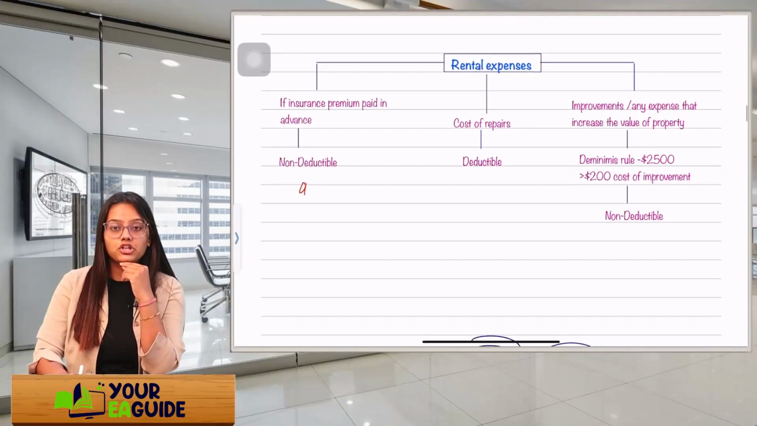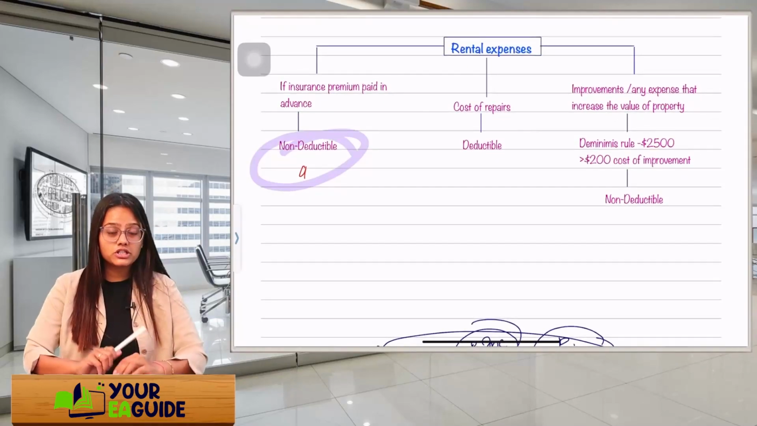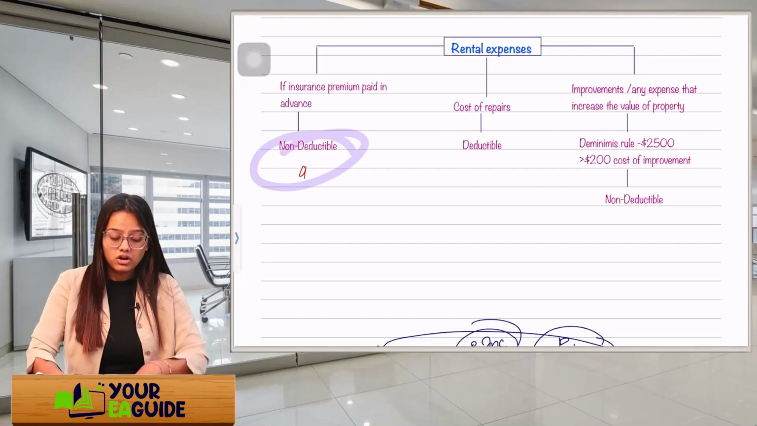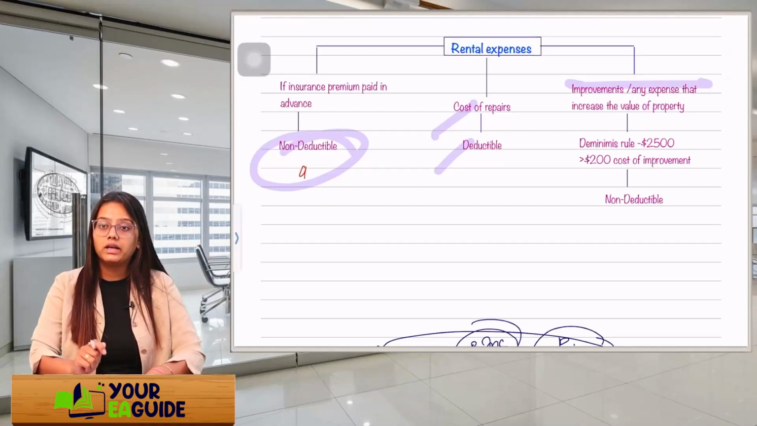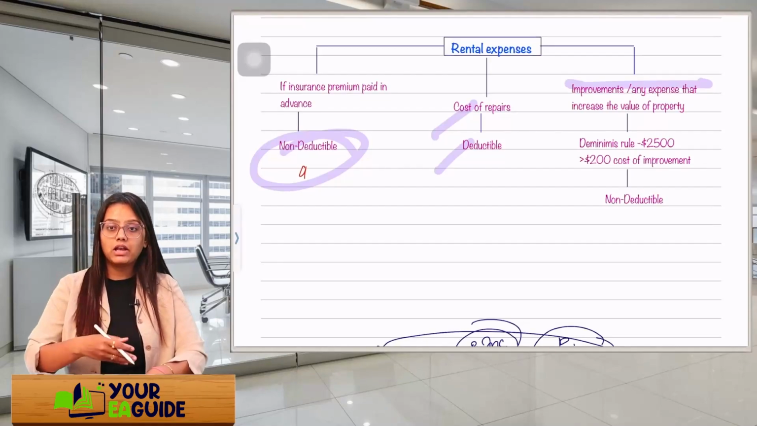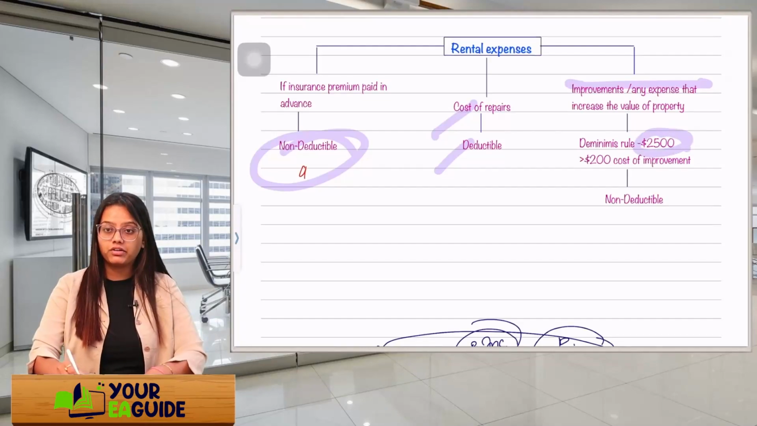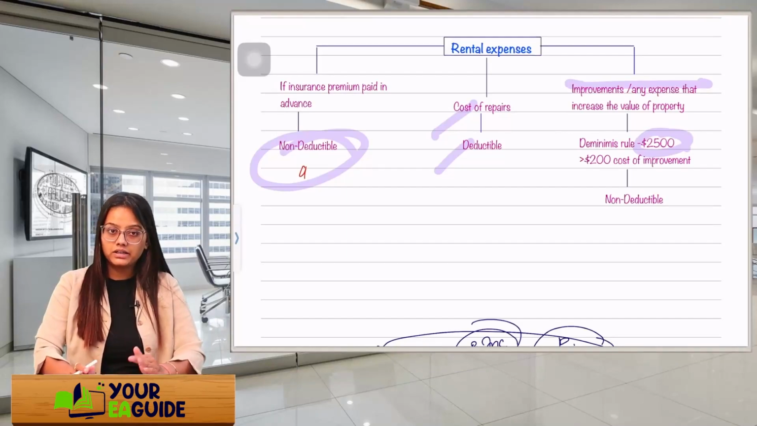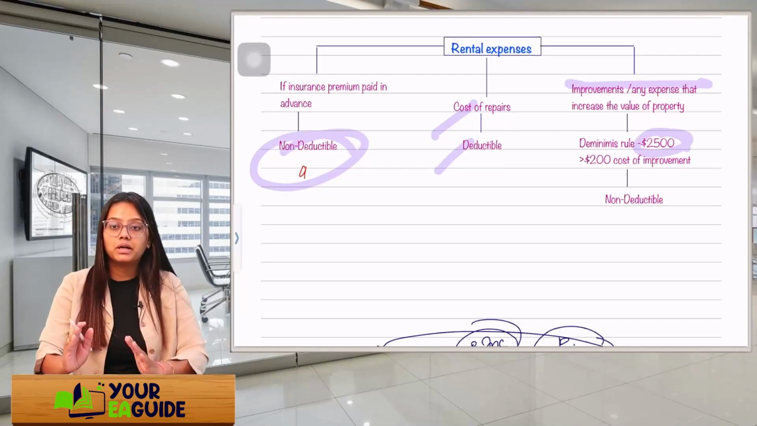So next one is rental expenses. If it's an insurance premium paid in advance, then it is non-deductible. Cost of repairs is deductible. If you are going to make any improvements or any expense that increases the value of the property, you need to check the de minimis safe harbor rule. What is the de minimis safe harbor rule? If the amount of expense you are incurring is up to $2,500, it can be easily considered a revenue expense added in the P&L. But as soon as the amount goes more than $2,500, it should be capitalized.